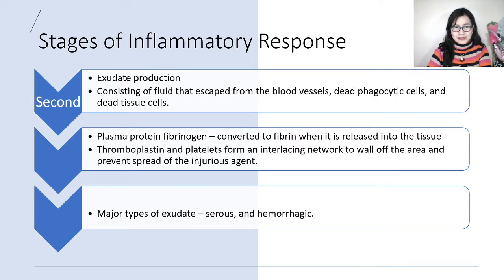Now, after the first stage, there will be the start of exudate production, and this exudate consists of fluid that escaped from the blood vessels, dead phagocytic cells, and dead tissue cells. There's also the plasma protein fibrinogen, which is converted to fibrin when it is released into the tissue. Thromboplastin and platelets form an interlacing network to wall off the area and prevent spread of the injurious agent. The major types of exudate are serous and hemorrhagic.